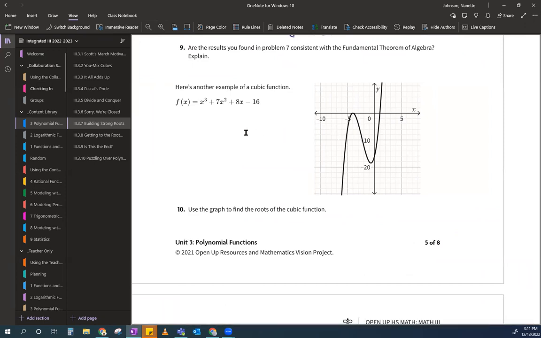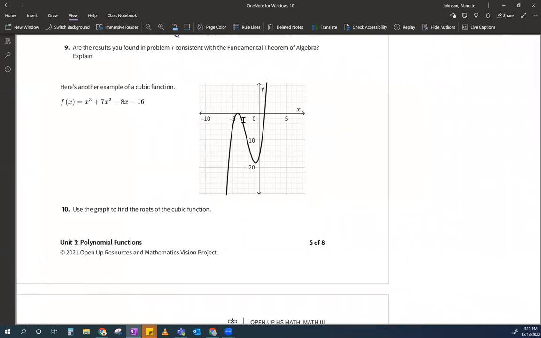So the very first thing is, because this is a cubic, according to the fundamental theorem of algebra, I should be looking for 3 roots, okay? Because it's a cubic, that's the highest power of my polynomial, the 3. That means I should be looking for 3 roots. And you're like, Miss Johnson, there's only 2. Yes, but one of them is a double root.